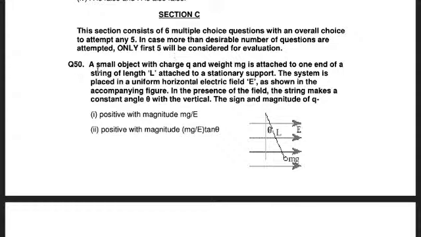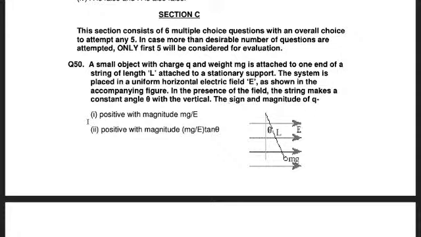Question 15. A small object with charge q and weight mg is attached to one end of a string of length L attached to a stationary support. The system is placed in a uniform horizontal electric field E as shown in the accompanying figure. In the presence of the field, the string makes a constant angle theta with the vertical. The sign and the magnitude of q.